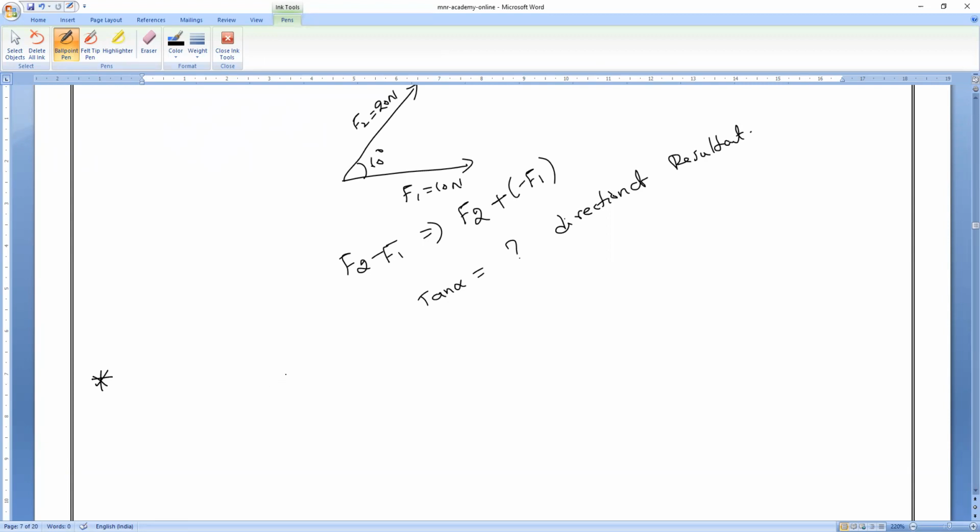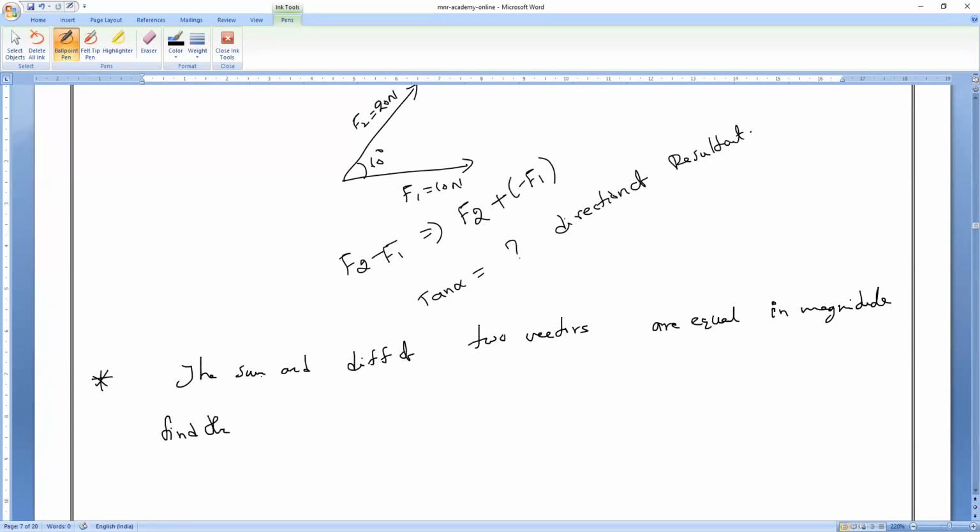The sum and difference of two vectors are equal in magnitude. Find the angle between the two vectors. So you must be able to understand that. First, the sum and difference of two vectors are equal in magnitude.